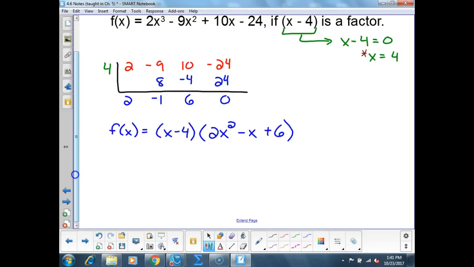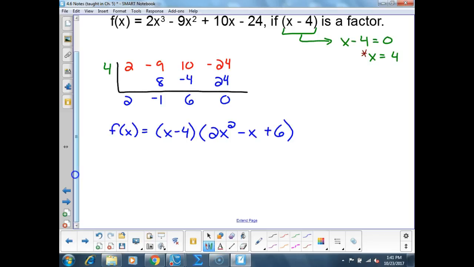No. Negative 3 times positive 2 is negative 6, not positive 6. Still the same thing. Get plus 3 and plus 2, then the middles don't work out. It can't be factored. Okay. It can't be factored. Okay. It was a trick question.